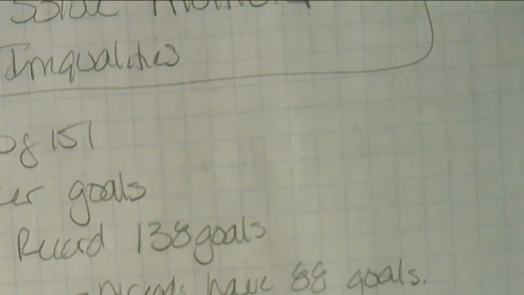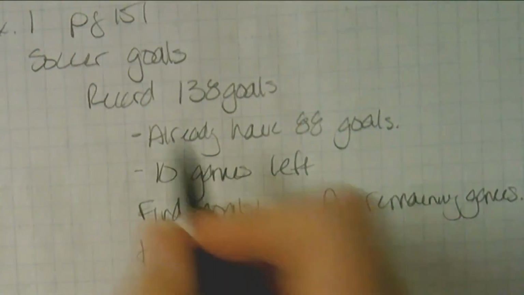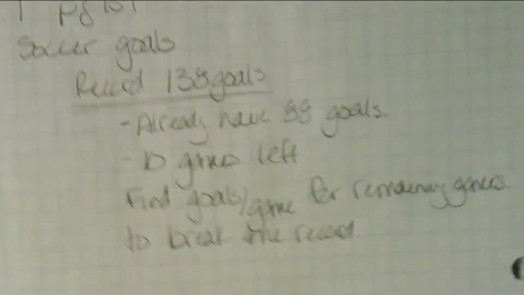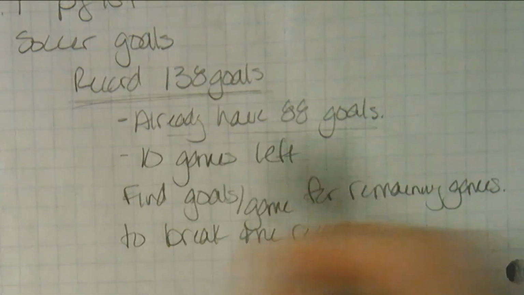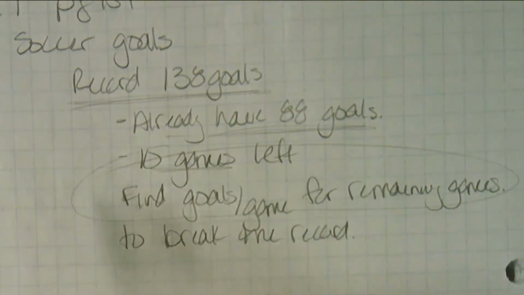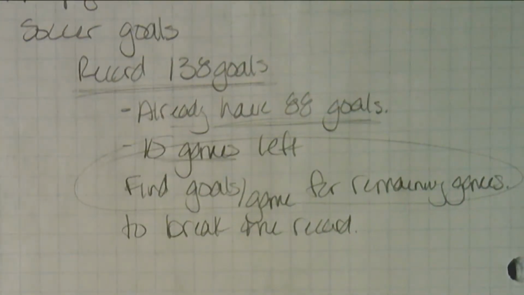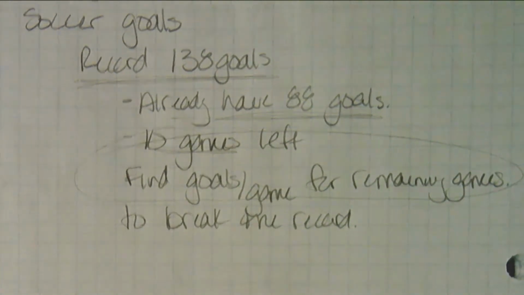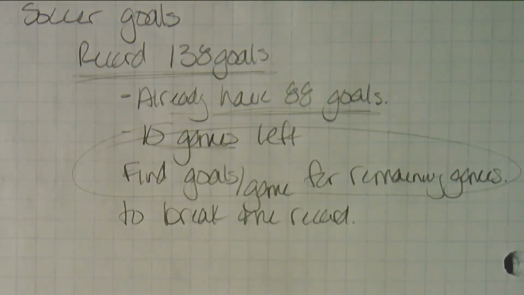All right, so let me show you what I have here. We have a record of 138 goals. We already have 88 goals. You have 10 games left. We want to find the number of goals you need to score per game in the games you have left to break the record. Okay, so let's just put this in a very general game plan perspective.